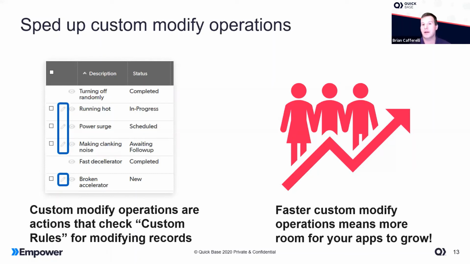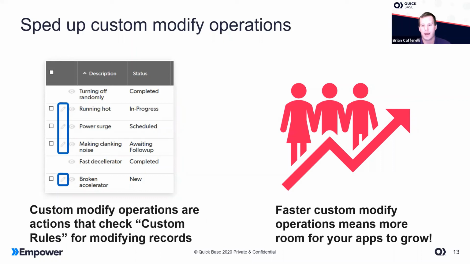But the impact of this, again, is really broad. And this goes back to how we think about making the platform faster. We are not just speeding up a single action, we're speeding up a whole category of actions. And these custom modify operations, they come up more frequently than you might think. If you look at my screenshot here, you can see I'm looking at a report. And if you look closely, and I've circled some of the pencils here, this person is allowed to edit some of these records, but they're not allowed to edit the other records.